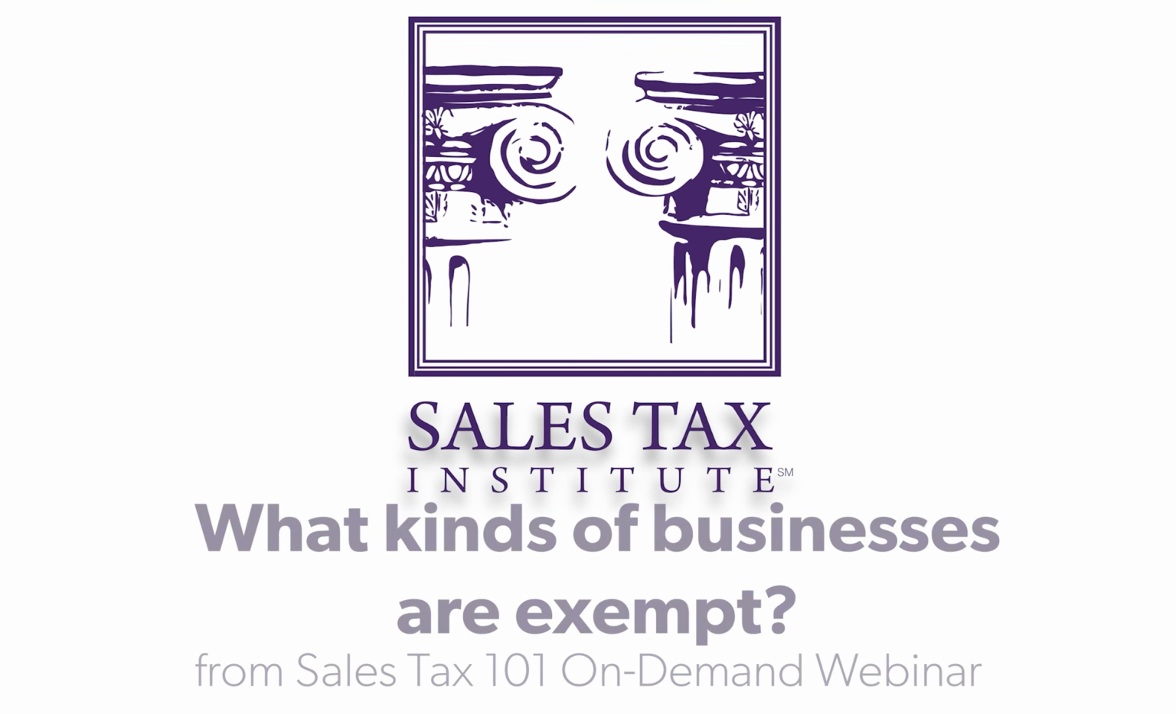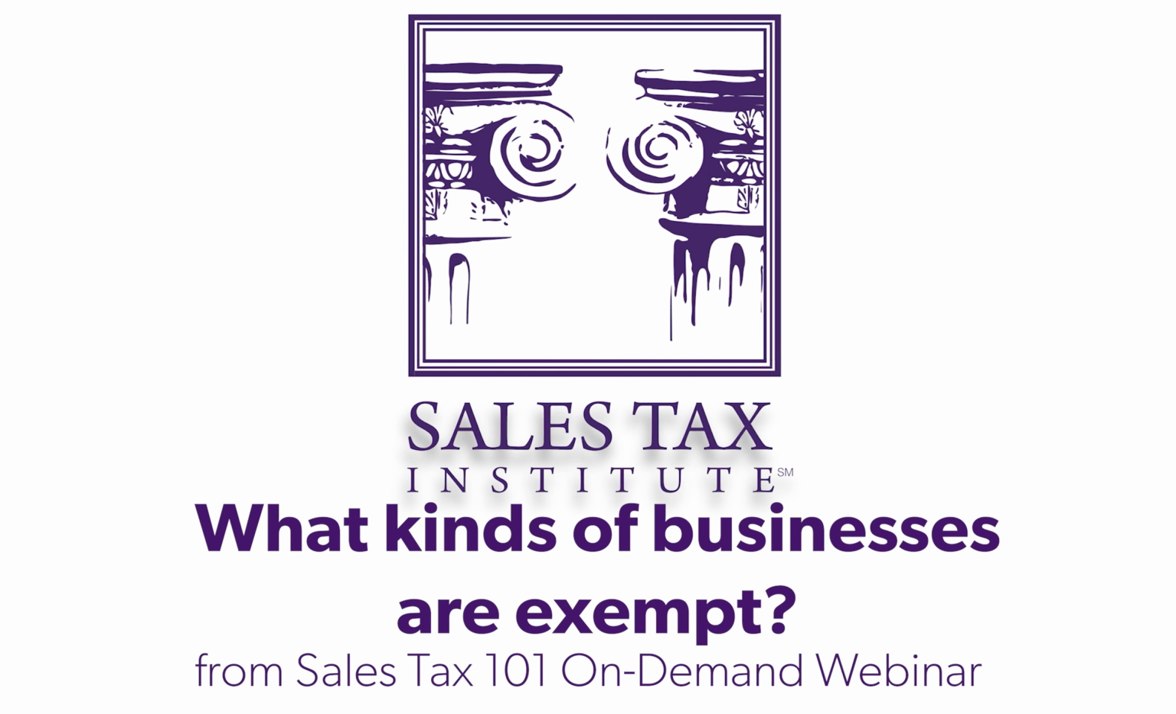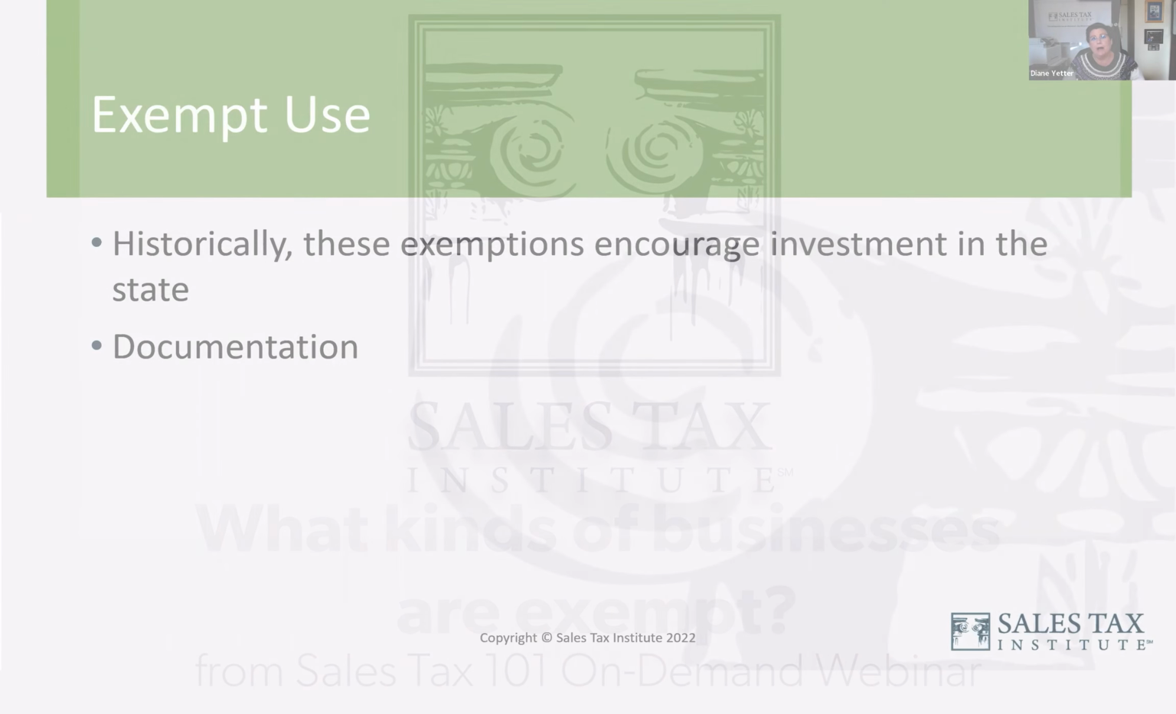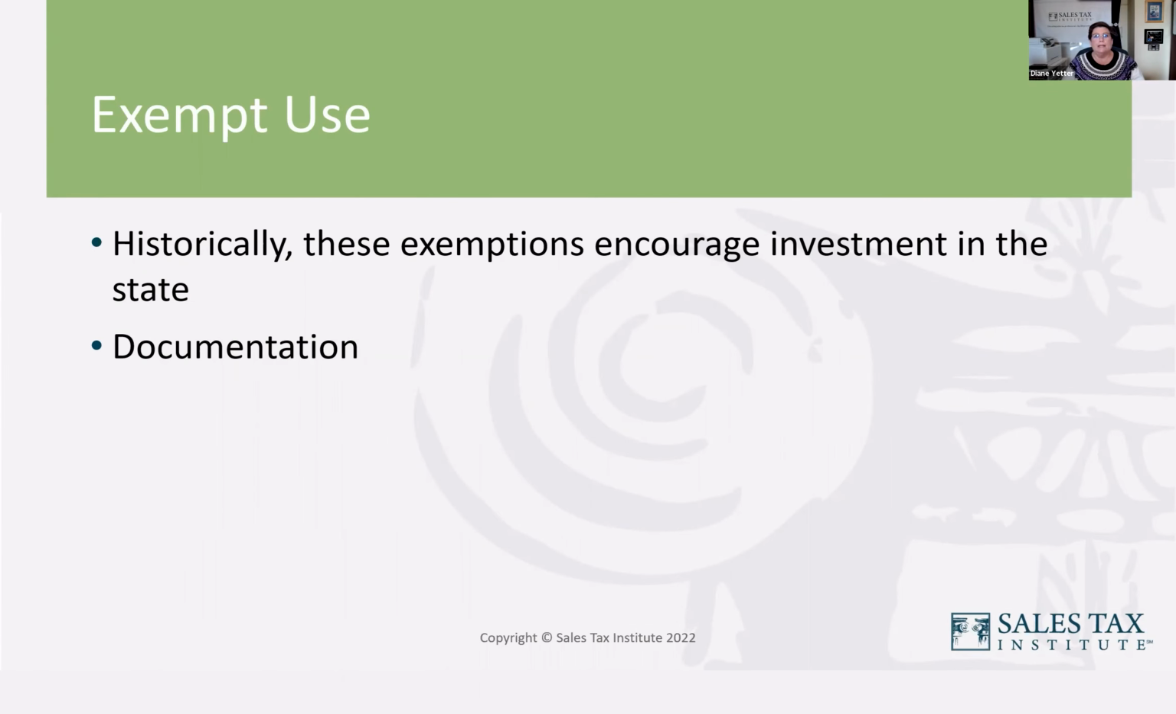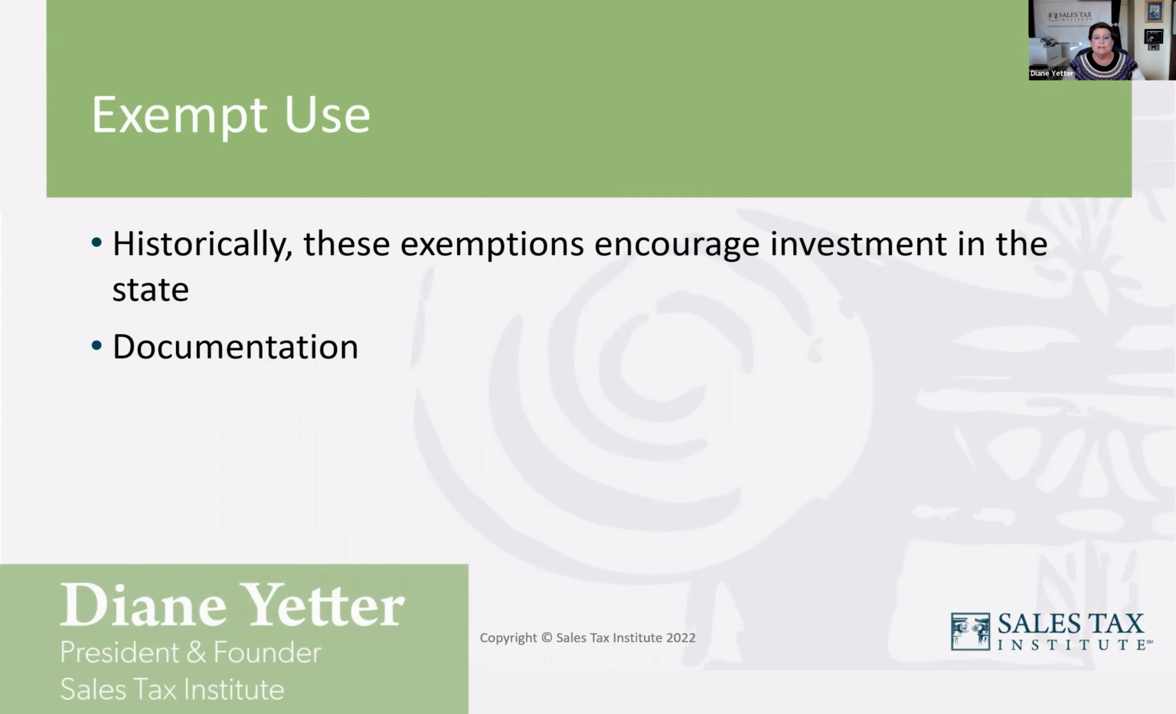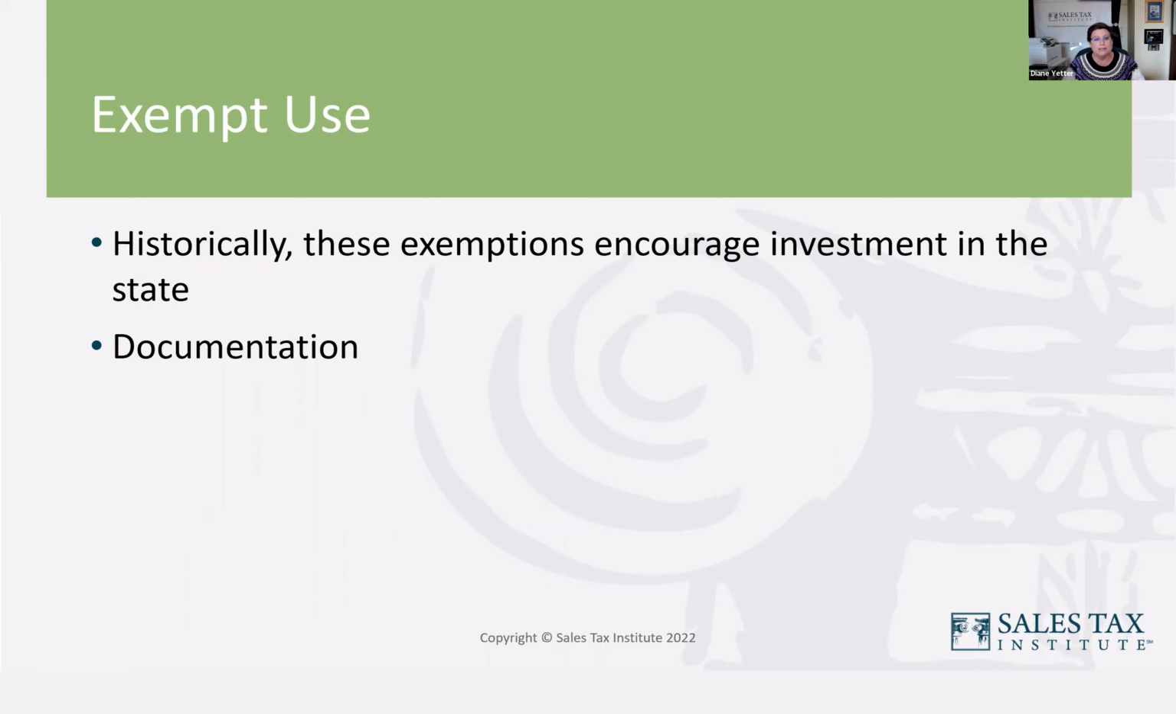The next category is exempt use. So here we are thinking about what types of industries or businesses the state wants to encourage to come to the state. In the Midwest, we have a predominance of manufacturing exemptions. California historically did not have a manufacturing exemption because they did not want to encourage manufacturers. That has changed. They now have a partial exemption.